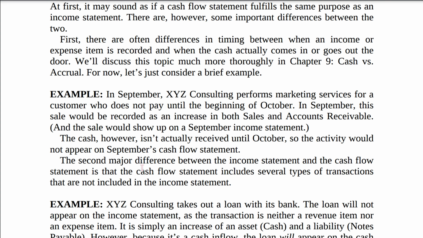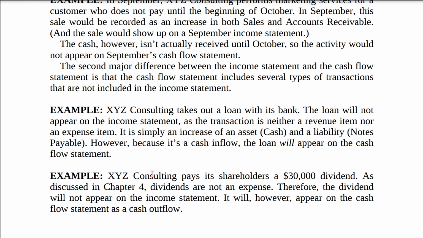The second major difference between the income statement and the cash flow statement is that the cash flow statement includes several types of transactions that are not included in the income statement. These include investing transactions, financing transactions, and operational transactions. The expenses or incomes which are capital in nature go straight to the balance sheet.